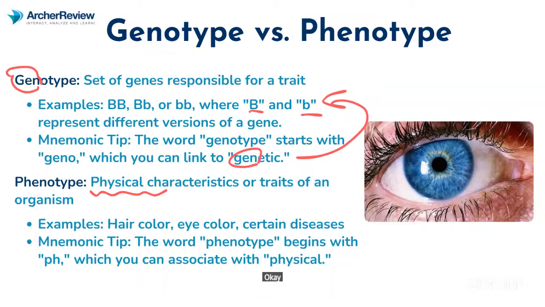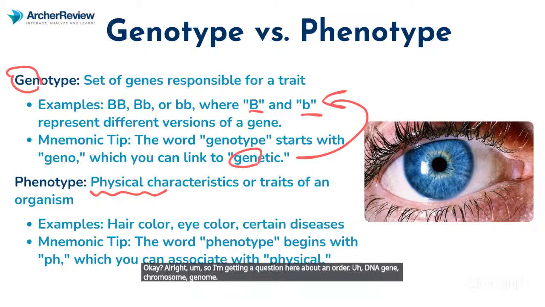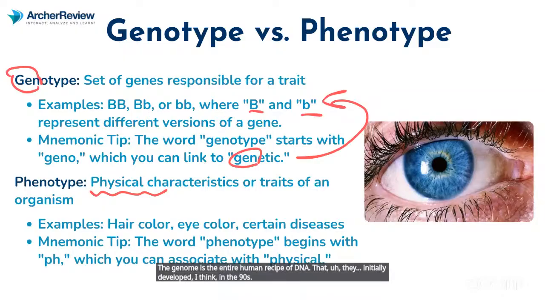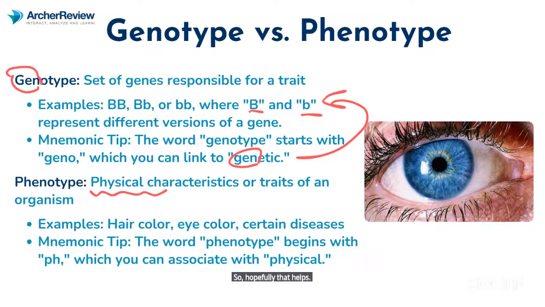Okay. All right. So I'm getting a question here about an order: DNA, gene, chromosome, genome. So DNA spirals up into chromosomes. A segment of the chromosome is a gene. The genome is the entire human recipe of DNA that they initially developed, I think, in the 90s. So hopefully that helps. All right.